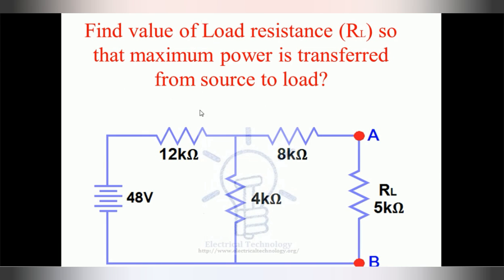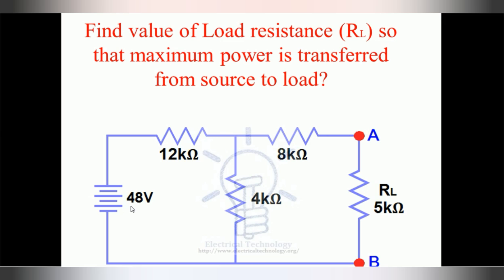And just to see one example for better understanding. Find the value of load resistance RL so that the maximum power is transferred from source to load. So this is the circuit. We need to find the value of load resistance RL so that the maximum power will be transferred from source to load. Already they have given the value of RL is 5 kilo ohm, but with this value the maximum power is not obtained. So they asked what is the value of load resistance we want to put so that the maximum power will be transferred from the source to load.